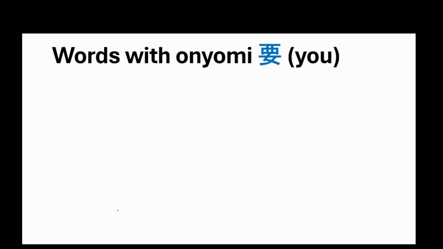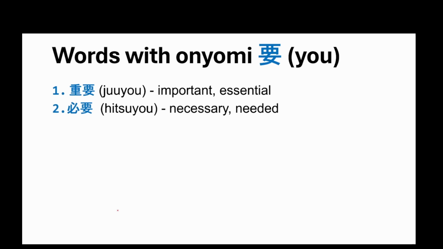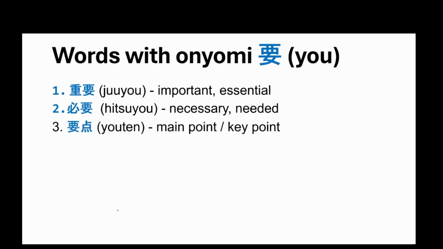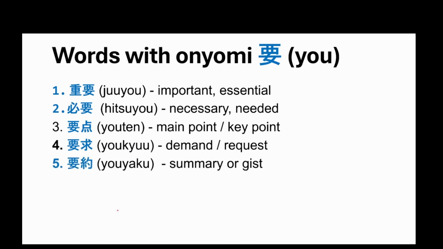The onyomi reading of this kanji is yo. And here are some of the words that have the onyomi reading yo. We have ju-yo, which means important, essential. We also have hitsu-yo, which means necessary, needed. Yo-ten, which means main point or key point. Yo-kyu, which means demand or request. And yoyaku, which means summary or gist.